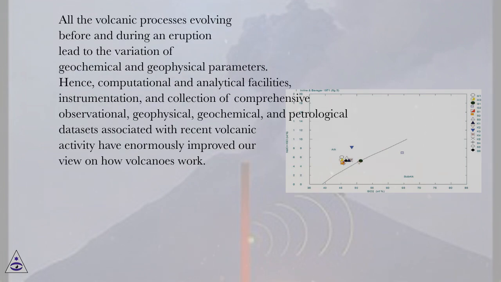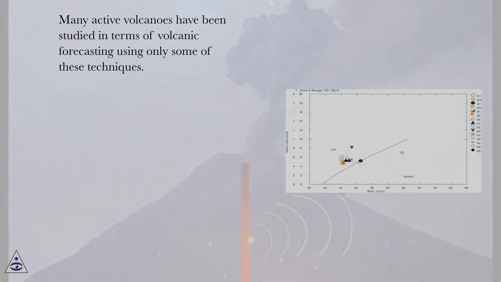All the volcanic processes evolving before and during an eruption lead to the variation of geochemical and geophysical parameters. Hence, computational and analytical facilities, instrumentation, and collection of comprehensive observational, geophysical, geochemical, and petrological datasets associated with recent volcanic activity have enormously improved our view on how volcanoes work. Many active volcanoes have been studied in terms of volcanic forecasting using only some of these techniques.